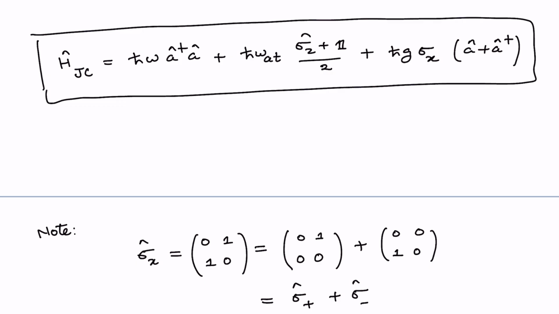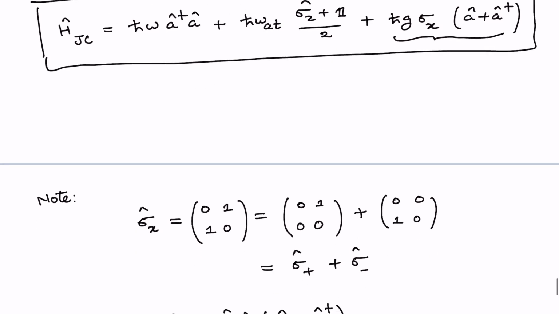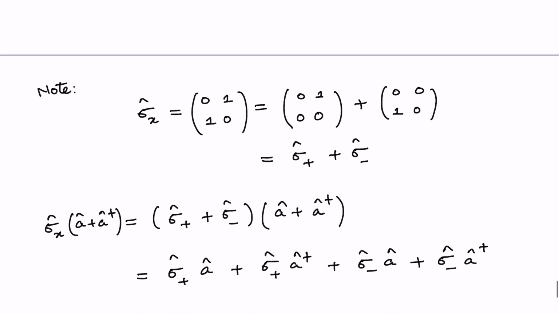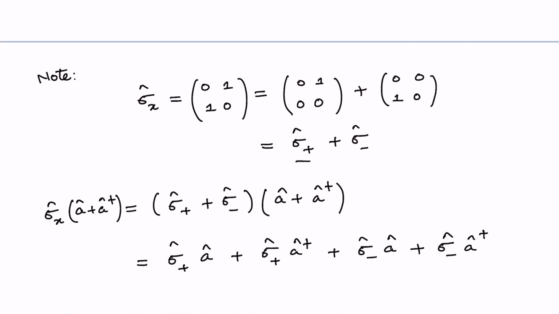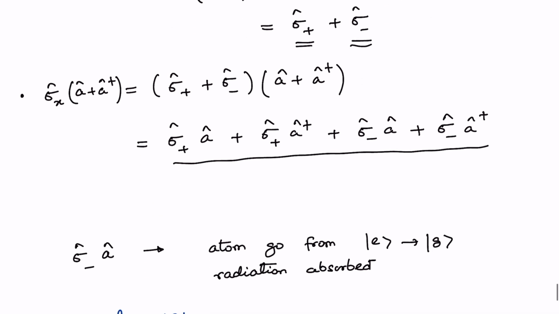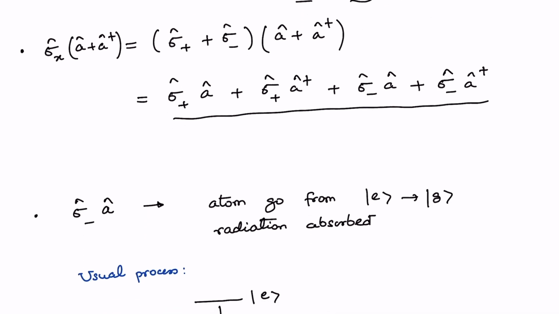And by the way, just look at this last term in the Hamiltonian, ħg σx (a plus a dagger), where g is the coupling between the transmon and the microwave, and this σx can be written as σ plus and σ minus. σ plus is the atomic raising operator, σ minus is the atomic lowering operator. If I expand this term σx (a plus a dagger), I get four terms here. Out of these four terms, if you look at the term σ minus a, this refers to the physical effect that the atom is going from the excited state to the ground state.